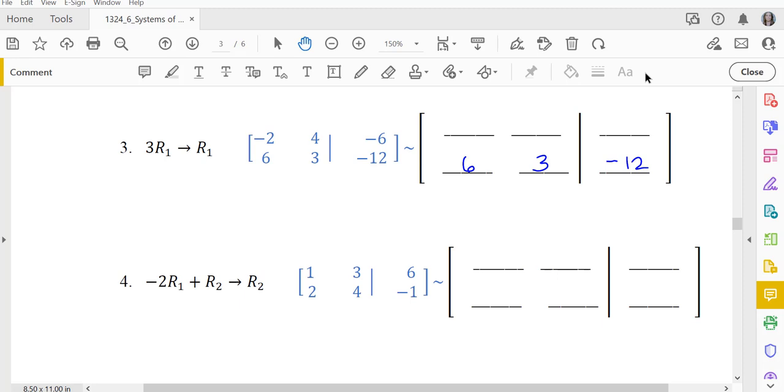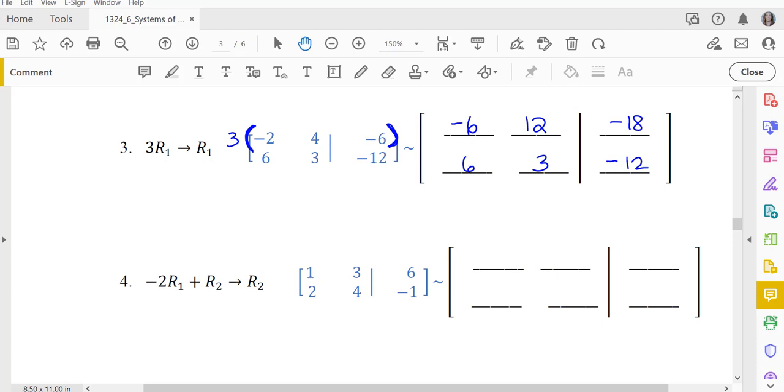It wants me to take 3 times row 1 and become a new row 1. I'm going to put a 3 out here around row 1. And now I'm going to distribute that 3 to everybody. 3 times -2 is -6. 3 times 4 is 12. 3 times -6 is -18.